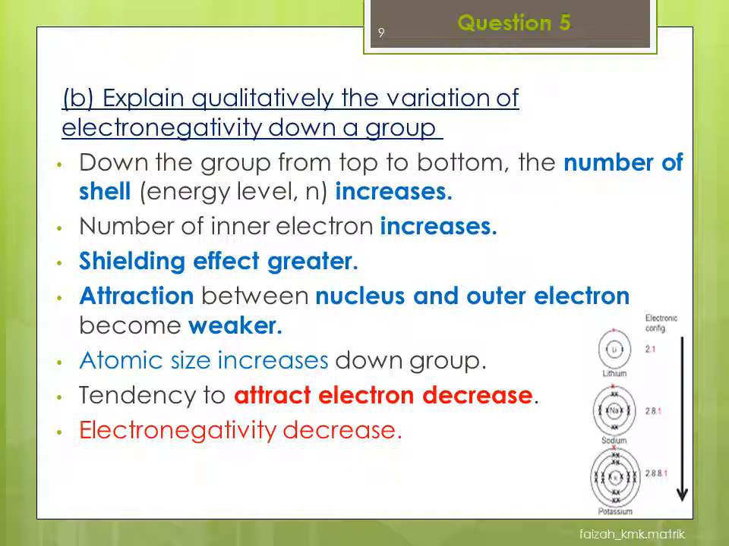Apa yang kita dapati, saiz atom semakin besar menuruni kumpulan. Ini bermaksud daya tarikan antara nukleus dan outer elektron adalah lemah. Apabila daya tarikan tersebut lemah, ini bermaksud atom tersebut tidak kuat menarik elektron ke arahnya. Oleh itu, electronegativity akan berkurang. Dalam situasi kumpulan 1, potasium mempunyai electronegativity yang paling rendah berbanding sodium dan lithium.